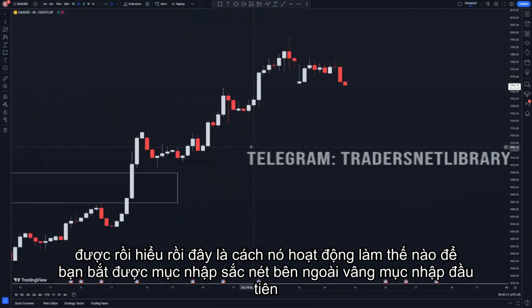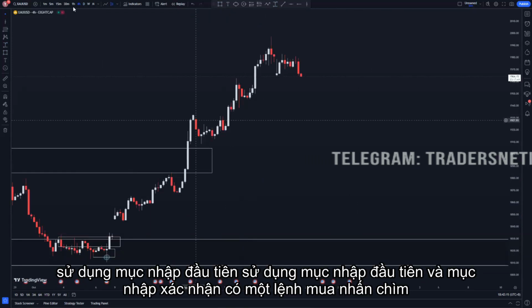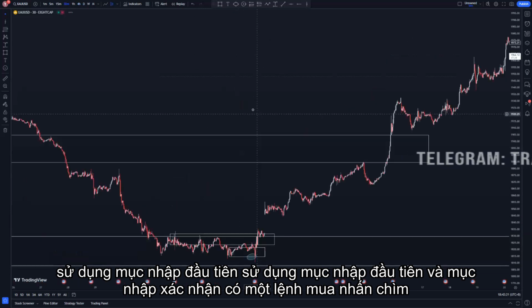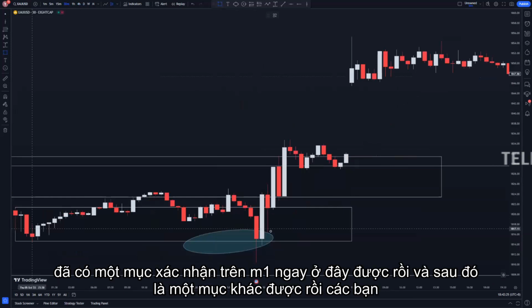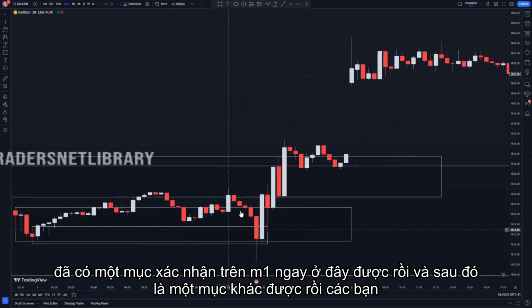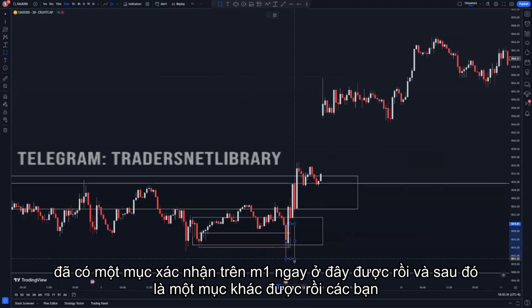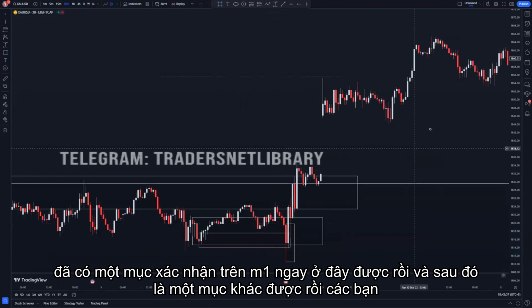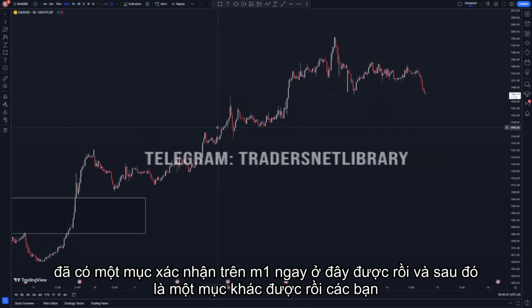How do you catch the sharp entry outside? Yeah, using the first entry and the confirmation entry. There was an engulfing buy, or there was a confirmation entry on M1. Right over here. Okay. And then another one. All right. You guys get it?